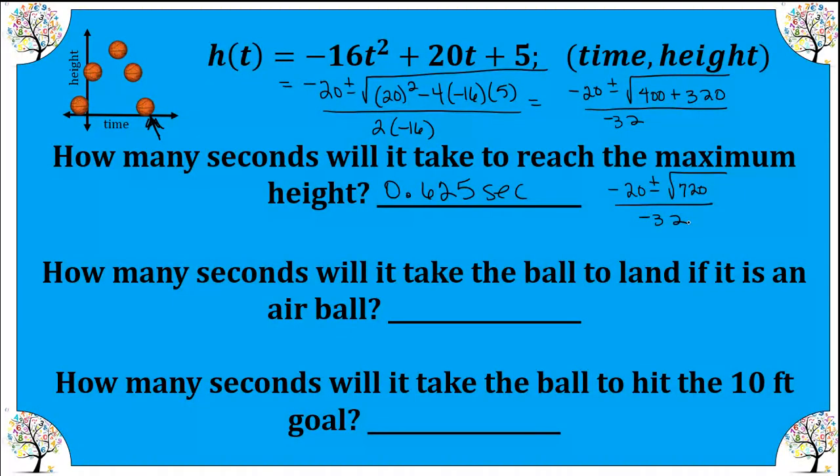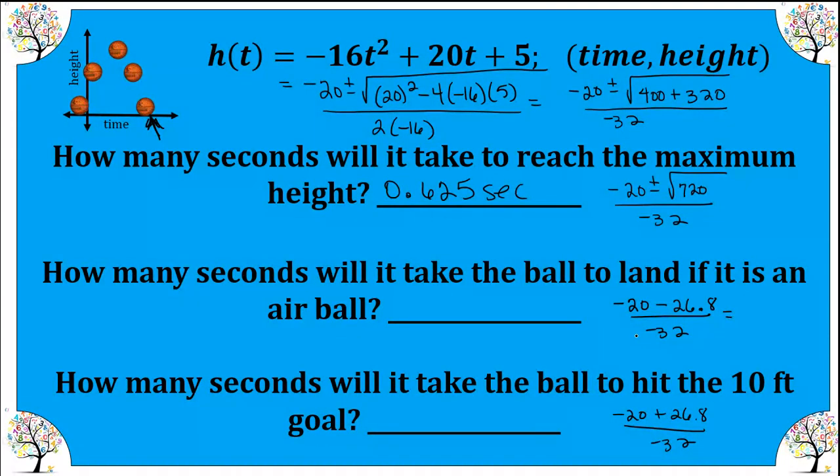And now let's take the square root of 720 to get a decimal. So I'm going to round here. It's 26.83281573. Let's not round too much, so I'm going to round to the tenth though. So I'm going to have two roots: negative 20 minus 26.8 over negative 32, and negative 20 plus 26.8 over negative 32.